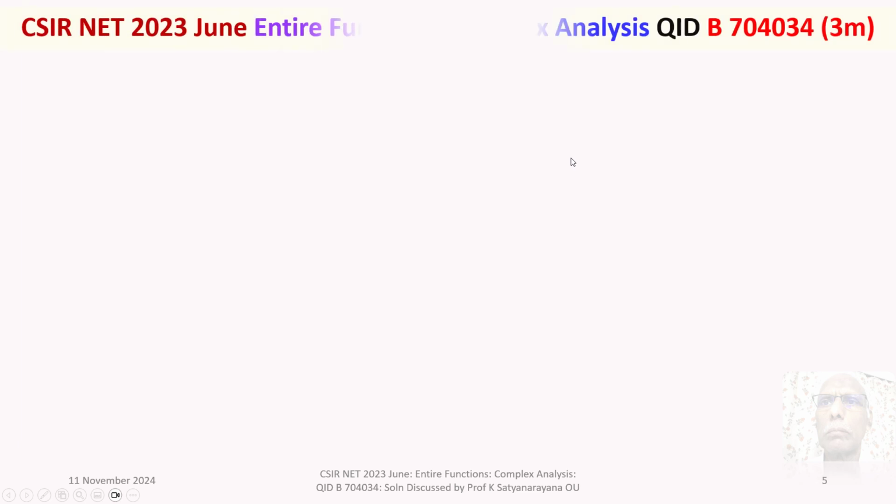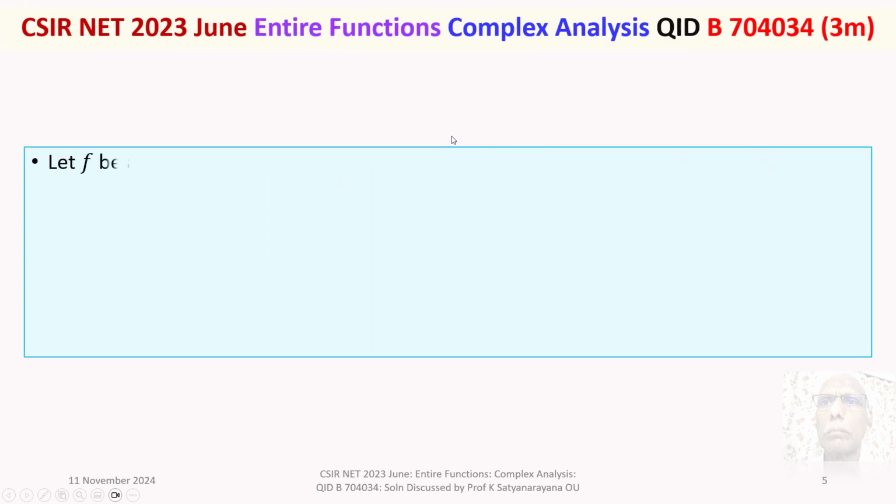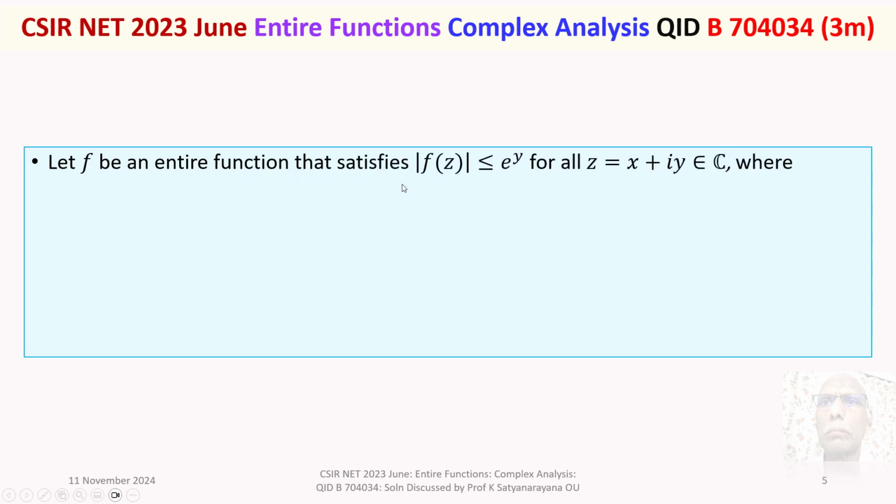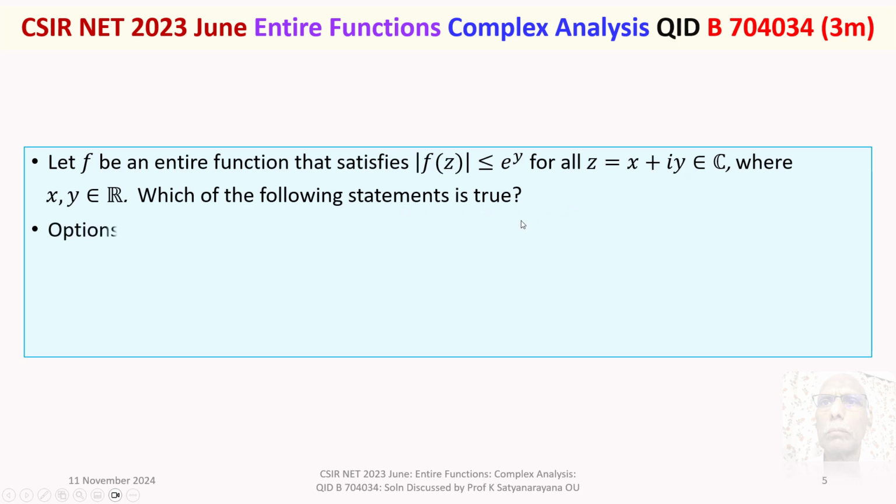The given question is: let f be an entire function that satisfies mod f(z) less than or equal to e power y for all z = x + iy belonging to the set of complex numbers, where x, y are real numbers. Which of the following statements is true? We are given 4 options.